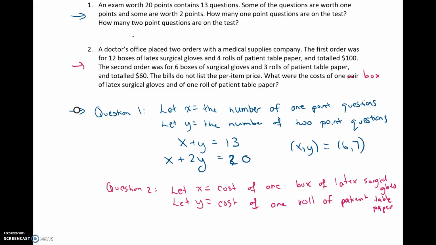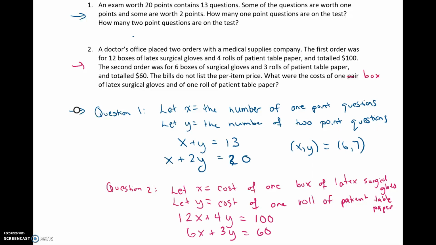We'll use the information from each invoice to generate our equations. The first invoice has 12 boxes of latex surgical gloves and 4 rolls of patient table paper. The total of that invoice is $100. The second invoice has 6 boxes of surgical gloves and 3 rolls of patient table paper and totals $60.